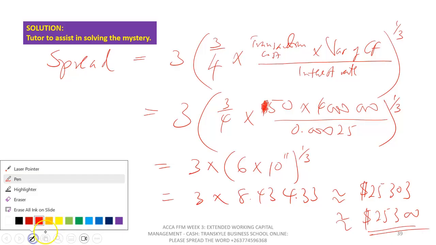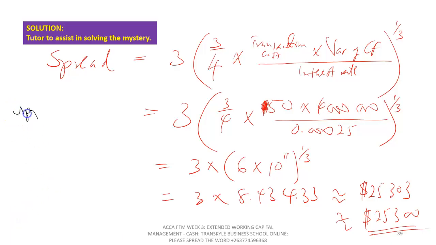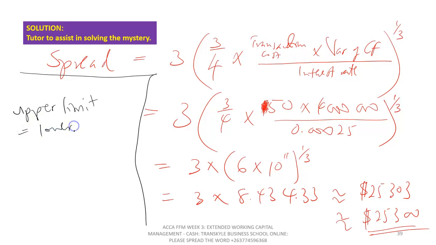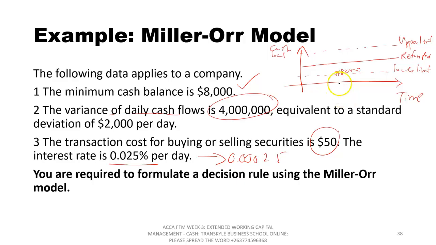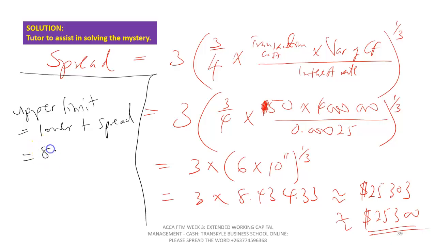Upper limit, let me just demarcate here. So upper limit is equal to lower plus spread. The lower, from the question, from the diagram there, we determined it to be 8,000, isn't it? The lower limit was 8,000. So that's 8,000 plus the spread of 25,300. This comes to 33,300.